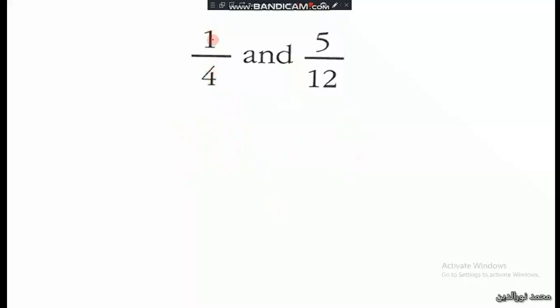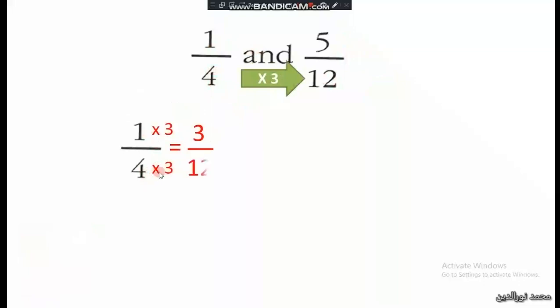Here we have 1 over 4 and 5 over 12. So 12, how does it become 4? Divided by 3. So 12 divided by 3 and 5 divided by 3. 12 divided by 3 equals 4. 5 cannot be divided by 3, so we have to find another way. So let's multiply. 4 times 3 is 12, so we could multiply both terms by 3. 1 times 3 is 3 over 12. 4 times 3 is 12, and here we have 5 over 12.